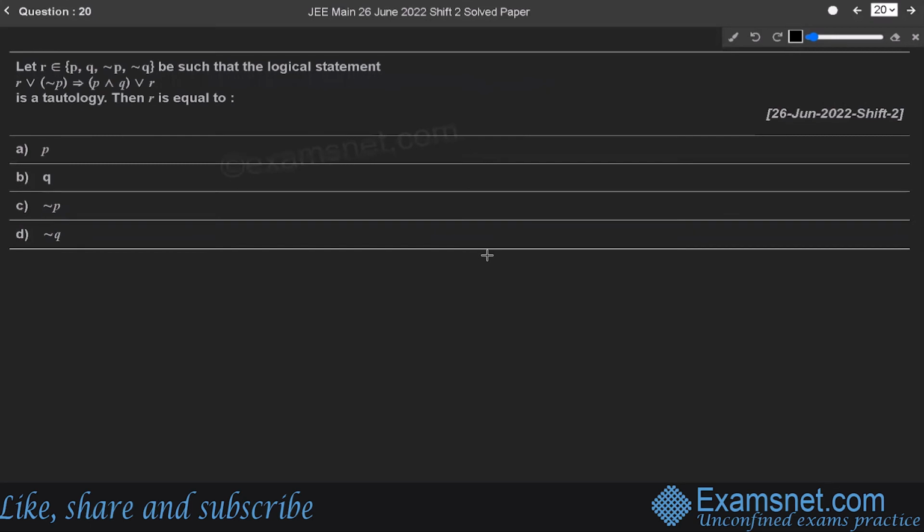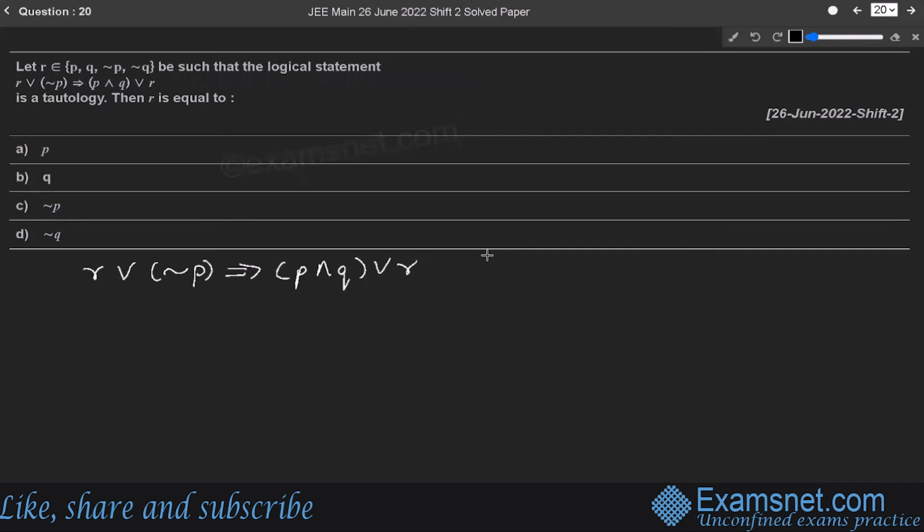Next question is, let R belong to {P, Q, negation of P, negation of Q} be such that the logical statement is a tautology. So this is the logical statement and it is a tautology. Then R is equal to.